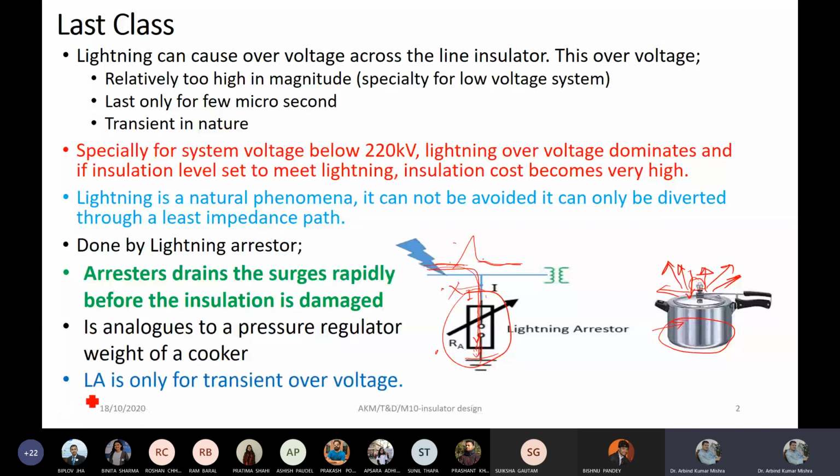So that's why the lightning arrestor is only for transient overvoltage. It's not for a sustained voltage. This will never die out. If the voltage is of sustained nature, that means continuous, it will never die out, then the arrestor will always go on conducting. So that's why the lightning arrestor works only for transient overvoltage. And since the lightning overvoltage is a transient overvoltage, that's why it works for that.